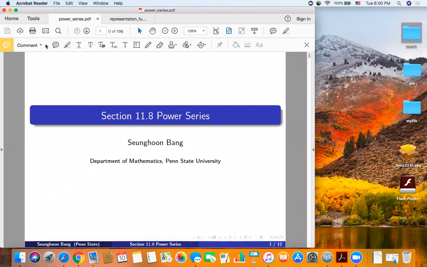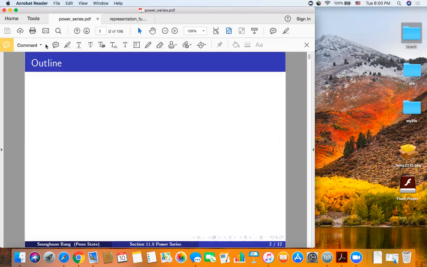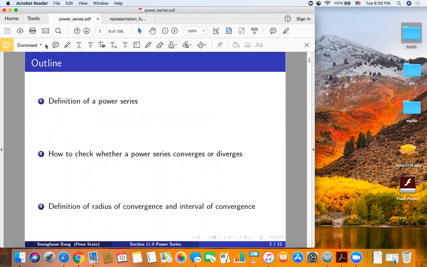Today, I want to talk about two sections, section 11.8 and 11.9. The first one, 11.8, is the power series. This is the outline. I want to talk about the definition of a power series. The second, how can we check whether a power series converges or diverges? The third, the definition of radius of convergence and interval of convergence. I talk about three kinds of things today.